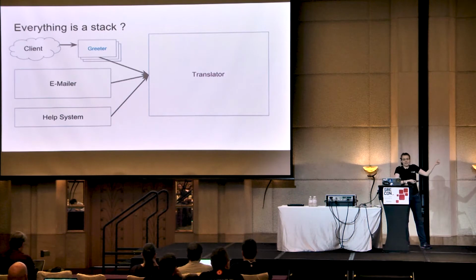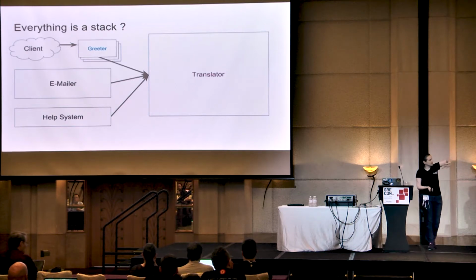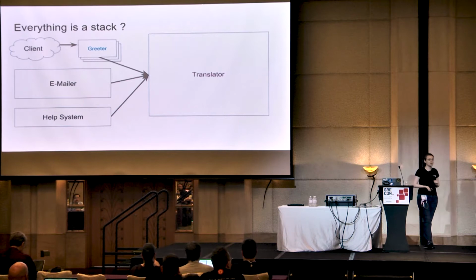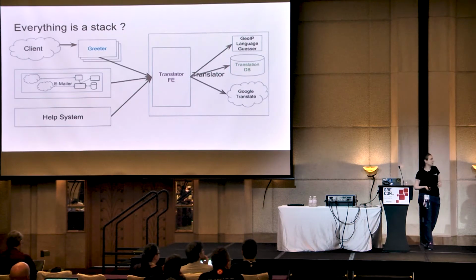So that translator has multiple clients, because like we said, everything is secretly a stack. So we're the client talking to the greeter, and it's going to talk to this translator component. We could also have an email and a help system also talking to that translator. So that translator needs to be really robust, and if parts of it go down, or parts of the complicated backends inside it, all of the email and the help systems should also stay up and stay working.